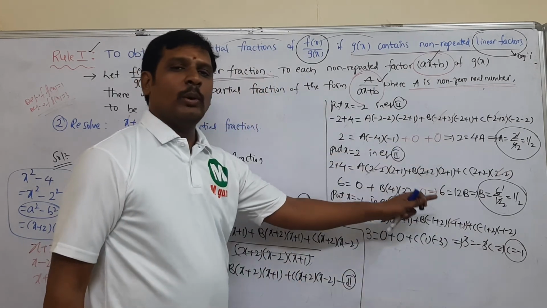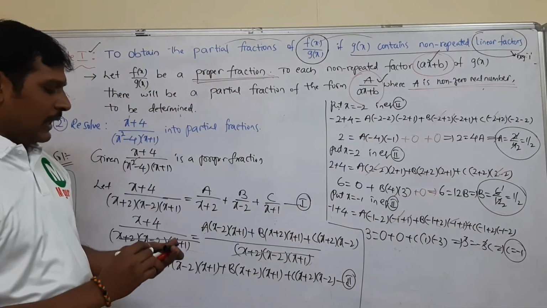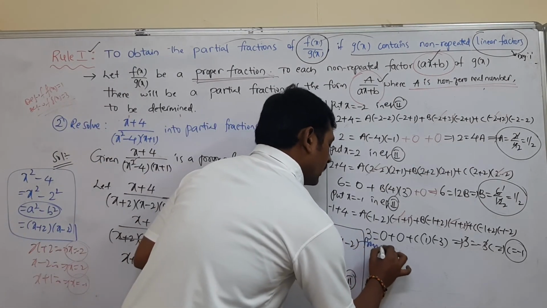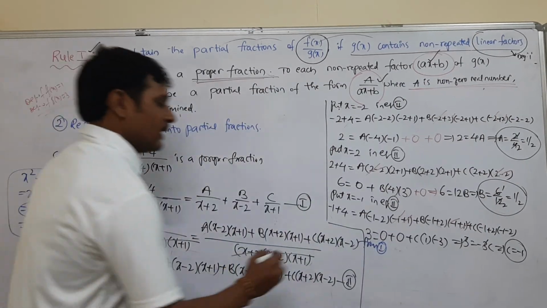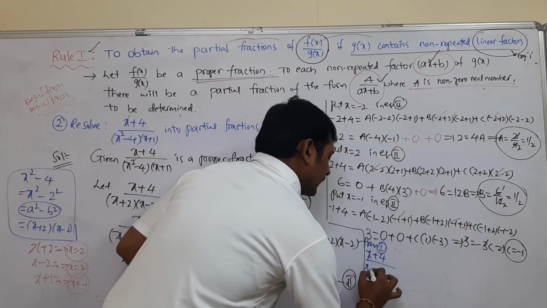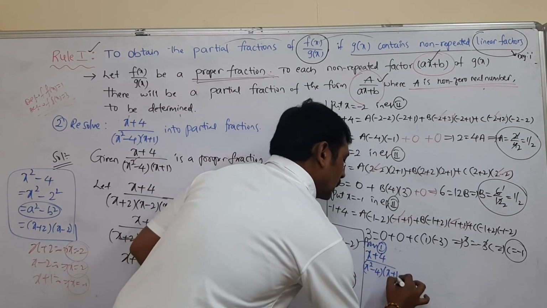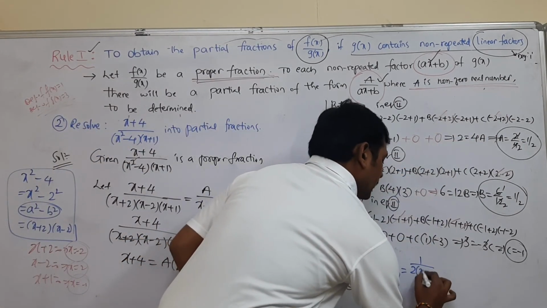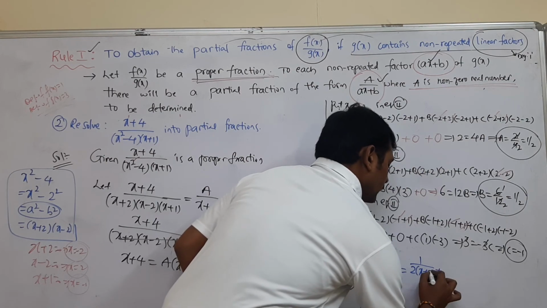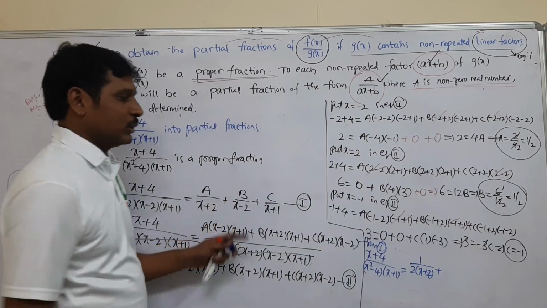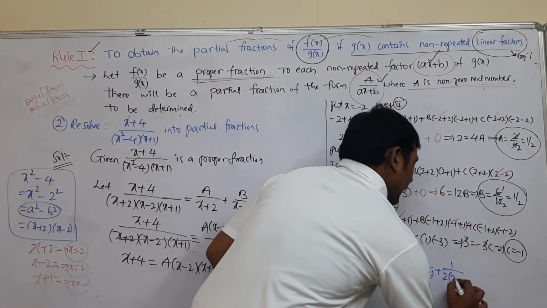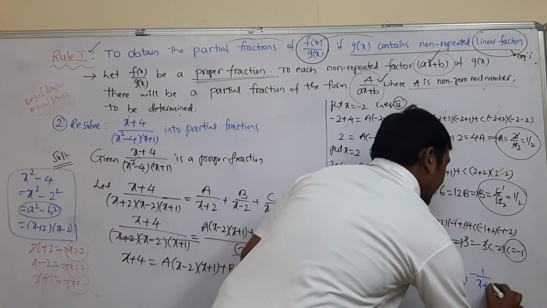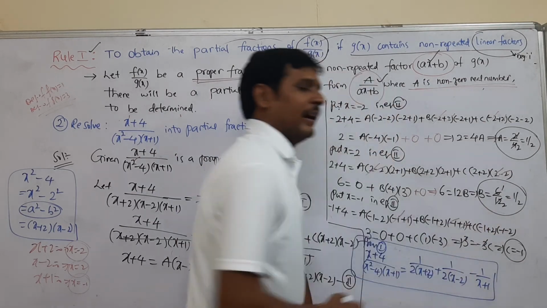So we got the a value, b value, c value. Hence replace all these values in the first equation. So from 1, what can you conclude? The given question is x plus 4 by x square minus 4 into x plus 1 is a by x plus 2. What is a? 1 by 2, x plus 2. Next, b by x minus 2. What is that b value? 1 by 2 into x minus 2. And c, what is the c value? Minus 1 by x plus 1. So this is the final answer.